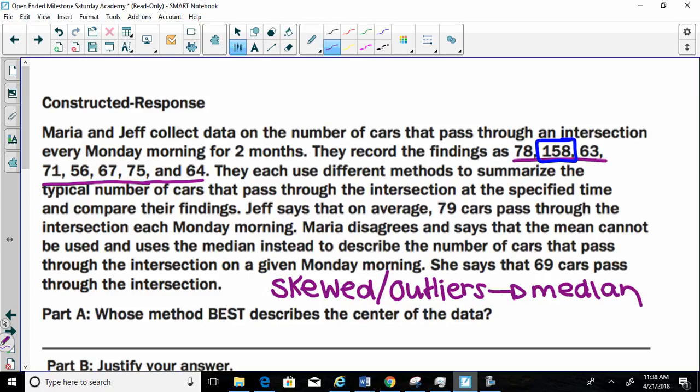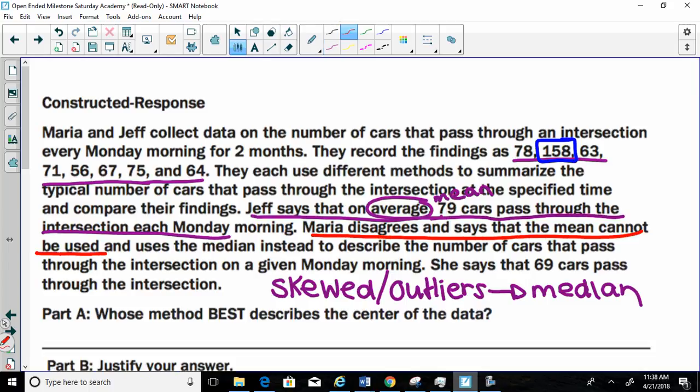So Jeff says on average, so what does average mean? The mean, right? So he's saying use the mean, that 79 cars pass through the intersection each Monday morning. Maria disagrees. Maria says that the mean cannot be used and uses the median instead to describe the number of cars that pass through the intersection. So she says that 69 cars pass through the intersection.